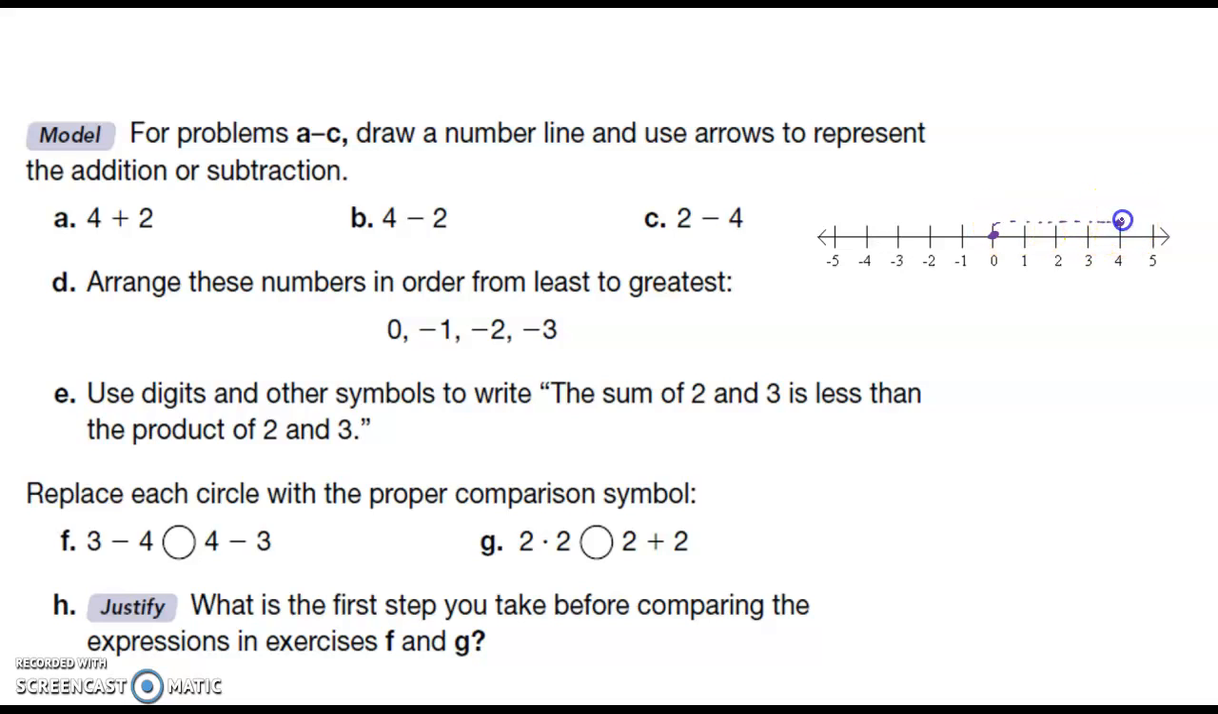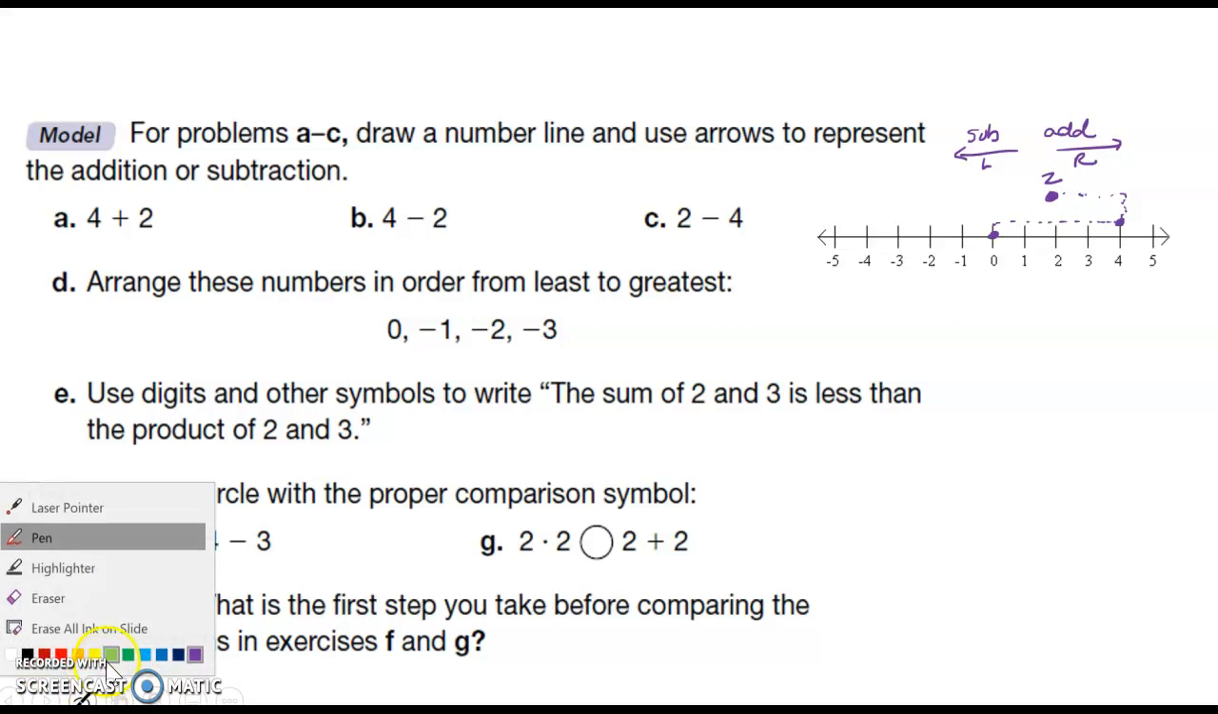And then it says we're subtracting 2. And when we subtract, we go left; add, we go right. Okay, so we're going to subtract 2. So we go subtract 1, 2, and we get 2 as our answer for B.